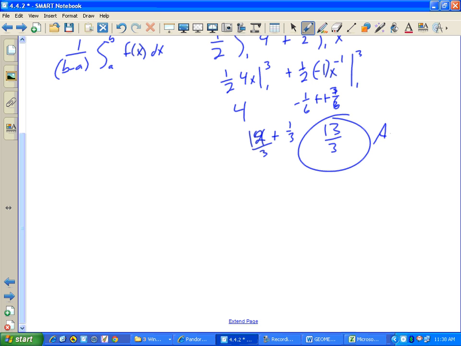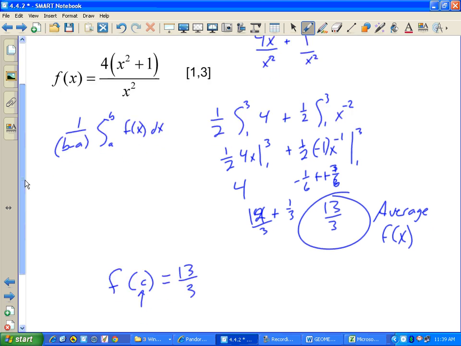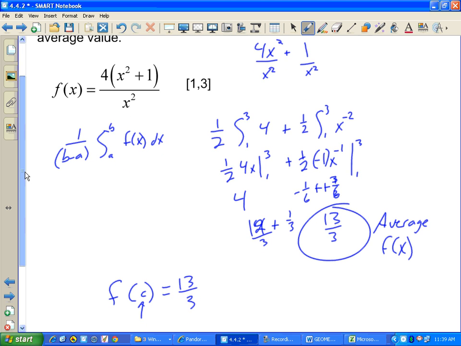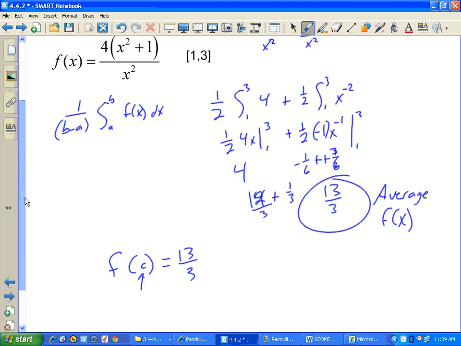This is my average f of x. I want to know which values of my function, so which c values, equal my average f of x. So which values of c equal this? So I'm just going to take my function and set it equal to this and solve. I'm going to use a simplified one too. Or actually, no, I'm not.